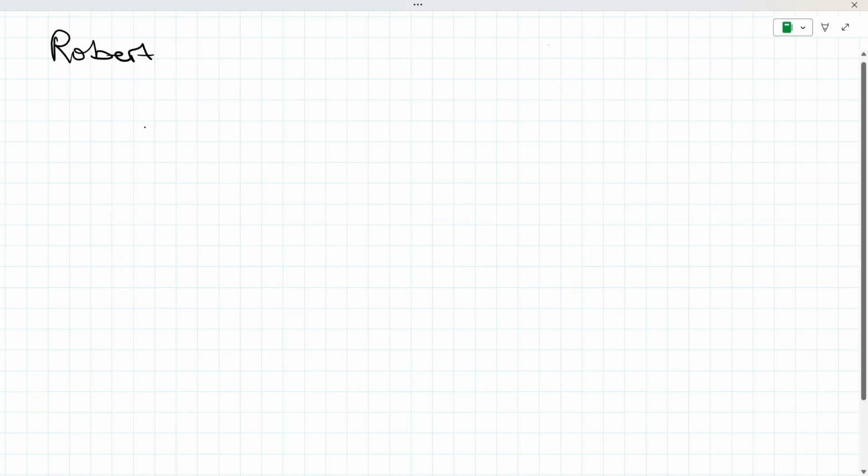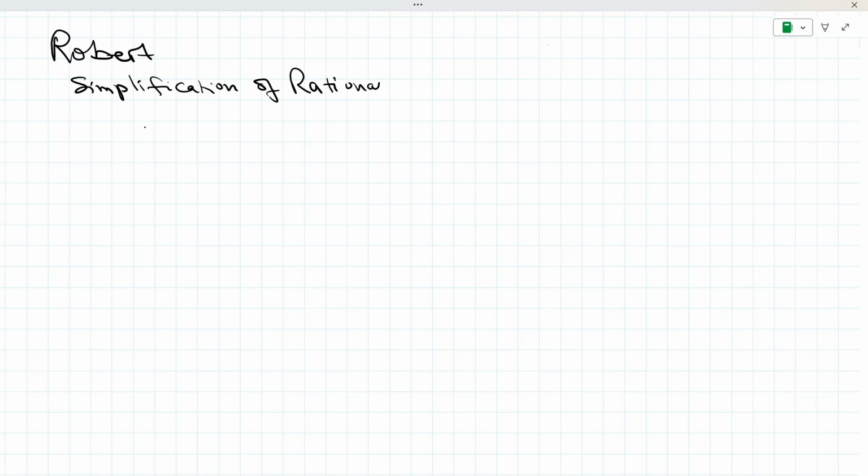In today's lesson, we will simplify rational expressions. Right, now let's get right into it. Simplification of rational expressions.